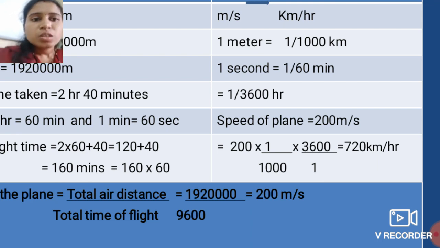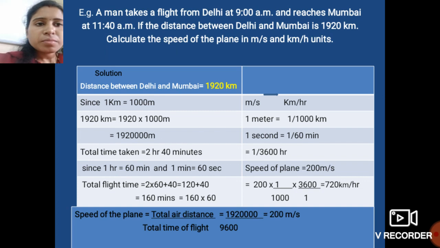So we get the answer in kilometer per hour also and in meter per second also. Okay students, got it, this example? I know that it is a little bit complicated for you, but whenever you go through this example step by step, then you will be clear on each and every step.